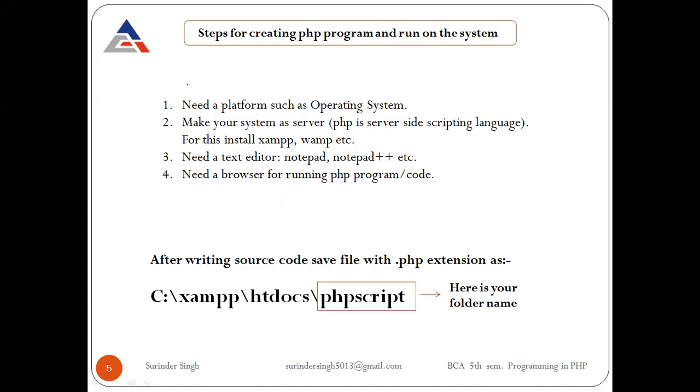Now these are the steps for how you can set up PHP and run PHP code on your system. First of all, you need a platform like an operating system: MS Windows, Linux, Unix. Second, make your system a server. How can you make your PC like a server?